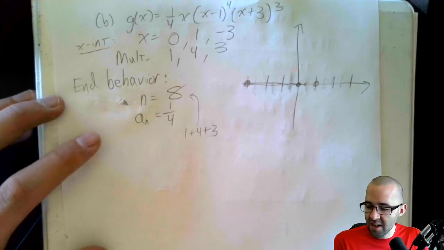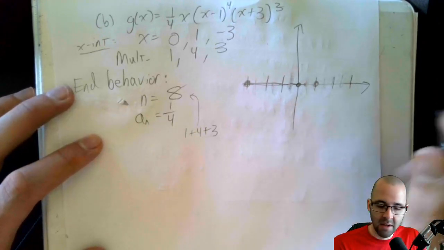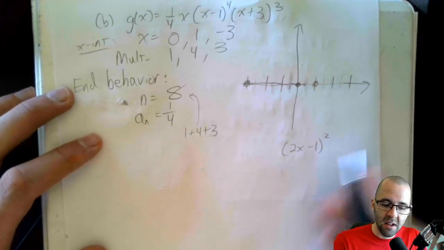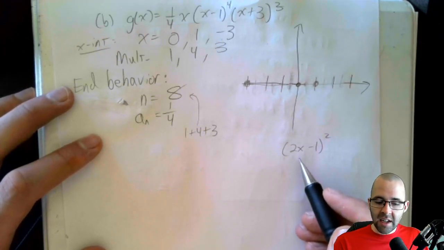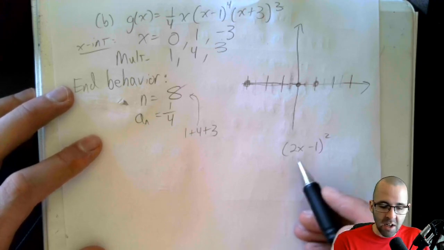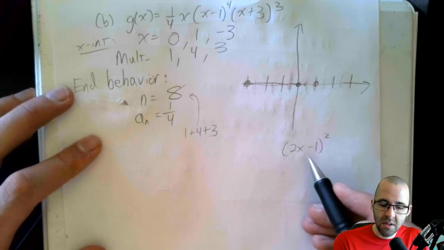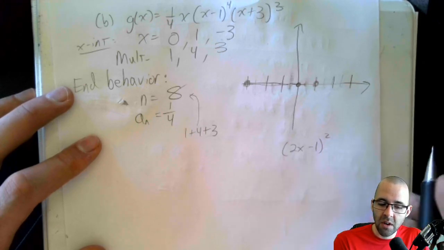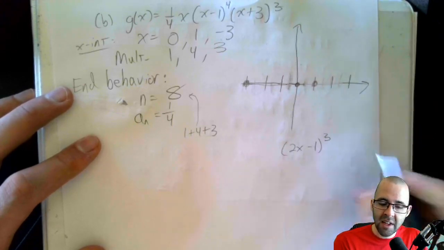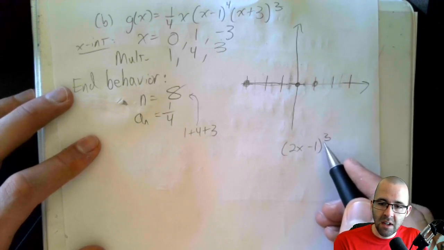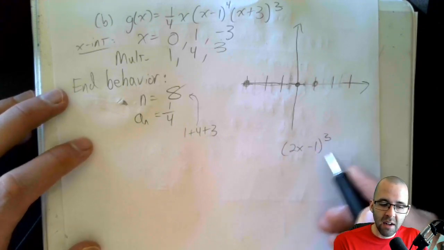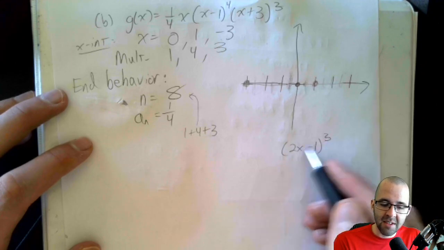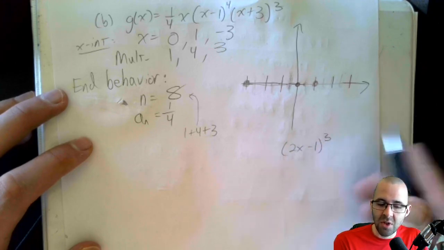For example, off to the side, real quick. If you had something like this, your leading coefficient is not 2. Because when you FOIL this out, you get a 4x squared. So your leading coefficient here is 4, right? If you had something like this, you'd have to multiply it by itself 3 times. Your leading coefficient would be 8, 2 cubed.